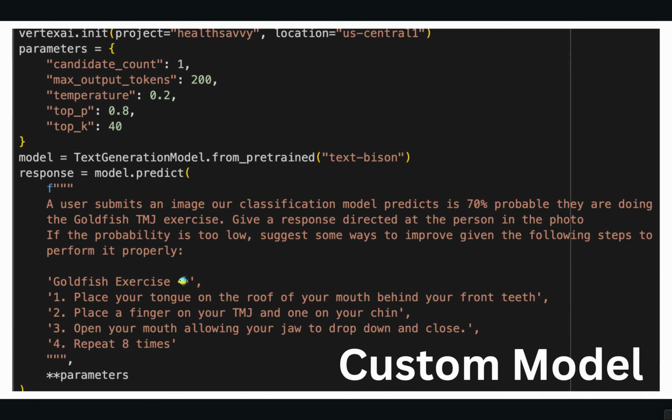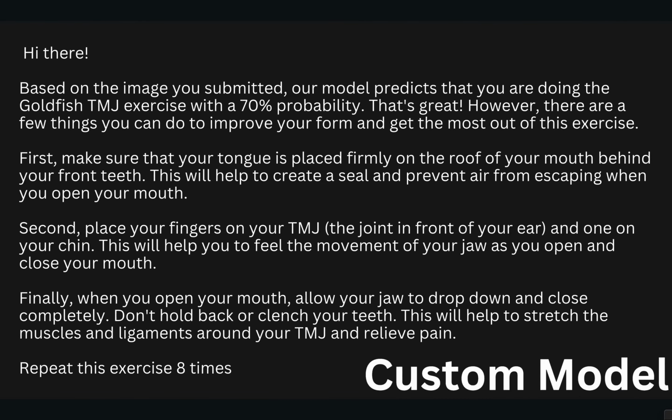Now, when we did it with our custom model, it's a little different because we passed the photo to first our classification model that we built in Vertex AI. Then we pass the percent probability of the prediction to text Bison and with a prompt like so. And we get a response like this.